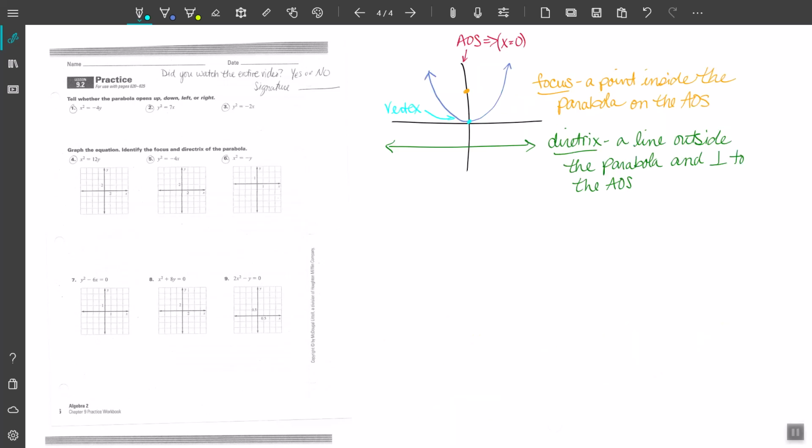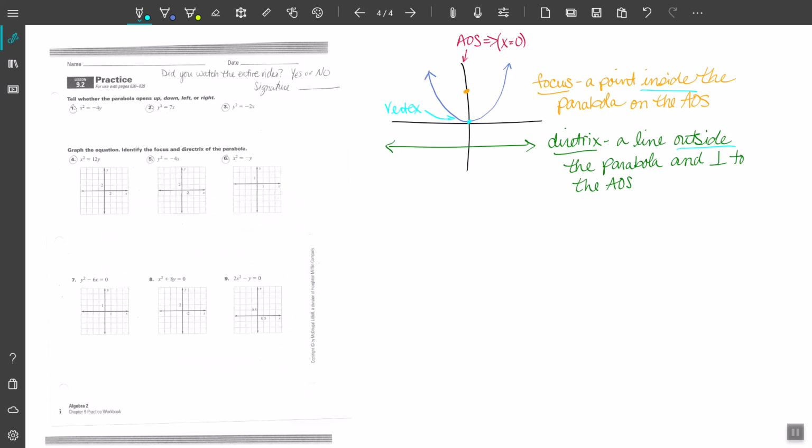Okay, now a couple more vocabulary words before we get started on the problems. We have a new vocabulary word called the focus, which is a special point on the inside of the parabola. So it's going to actually be inside the U shape. And then you have a vocabulary word called the directrix, which is a line, a special line, represented in this green right here, outside of the parabola.